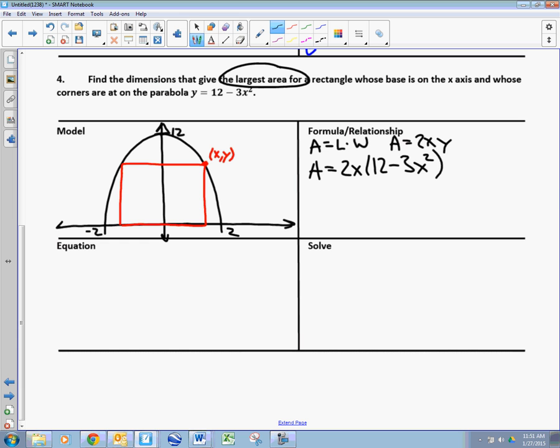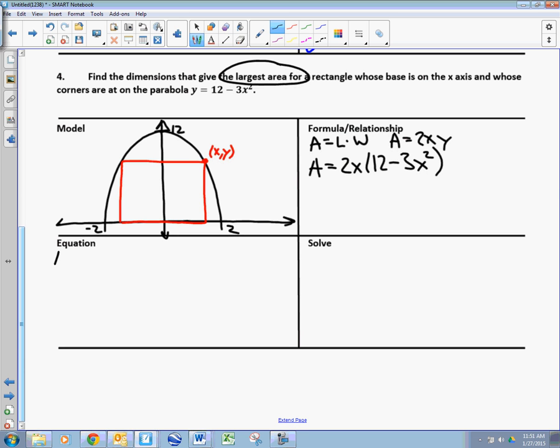Bo is correct. The length on the bottom will be 2x because you will have x in each direction. That will be the length of the base. However, the height or the width will be the same as the y value. And the y value, Katie was kind of going towards this as well, is the same as 12 minus 3x squared. So now I have what I need to be able to write an equation. My area is in terms of x. It's equal to 24x minus 6x to the third.